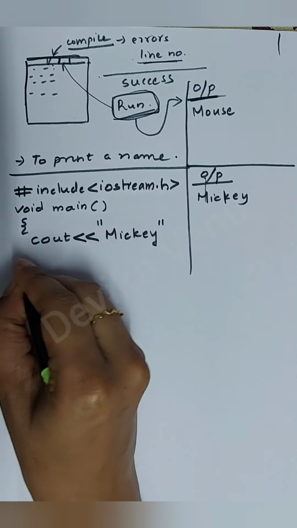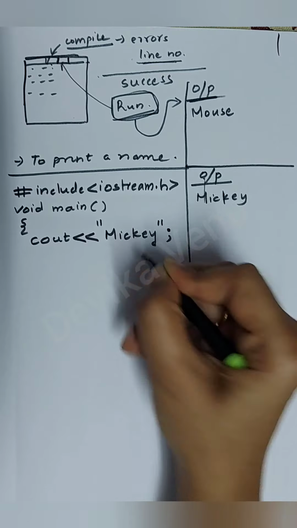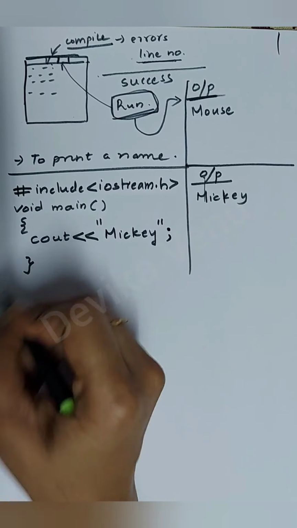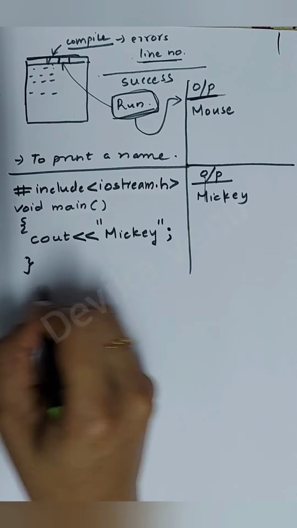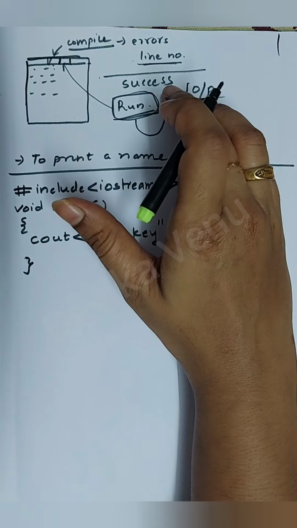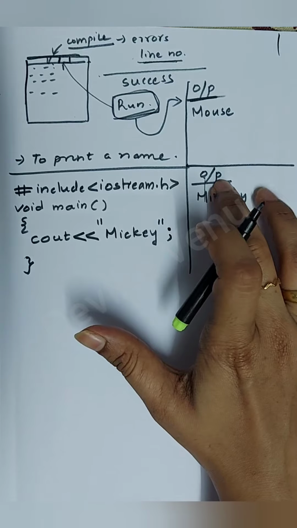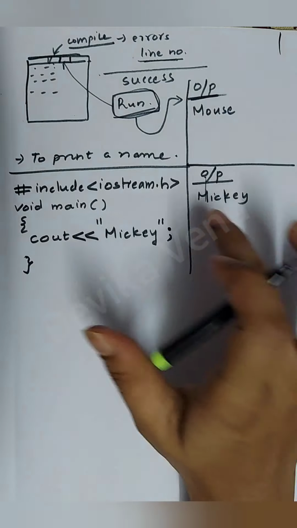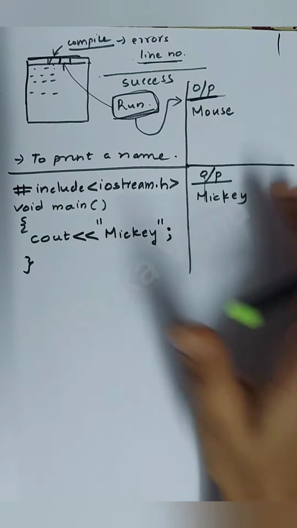Whenever I end a statement, whenever I end the line, I have to close it with a semicolon. Now I can close the main program, closing the braces. So this is the program to print a name. When I compile it, it will show the success sign, and I can run the program. It will be taken to the output screen where this Mickey will be displayed. You can see the Mickey name in the output screen.